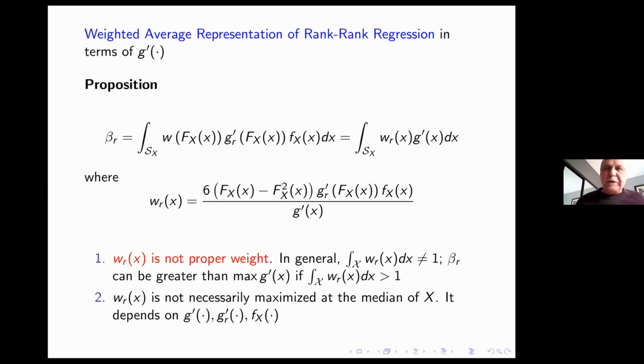Just a quick interjection for Salvador. It's beta or beta R, beta sub R. Those regression coefficients are the object, but as defined in the linear projection.